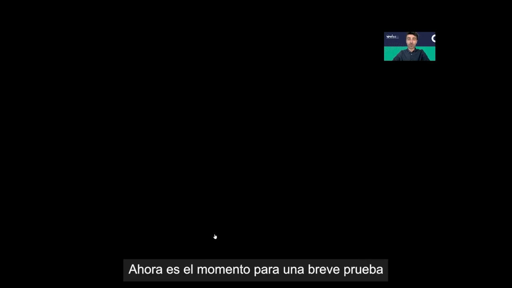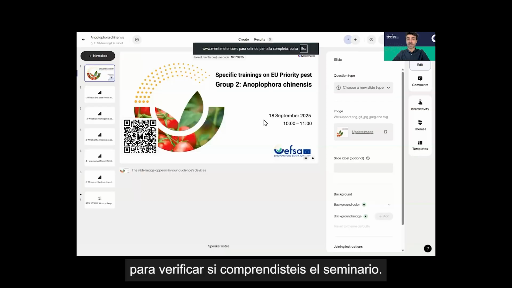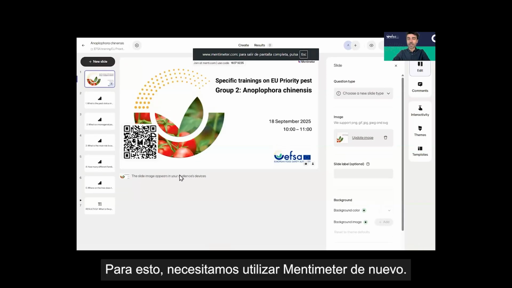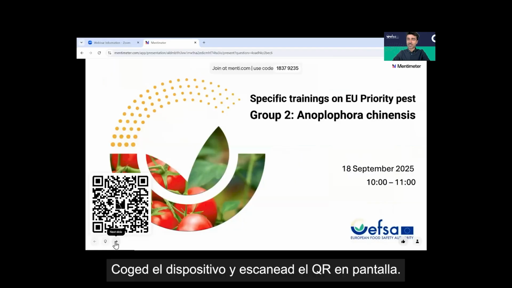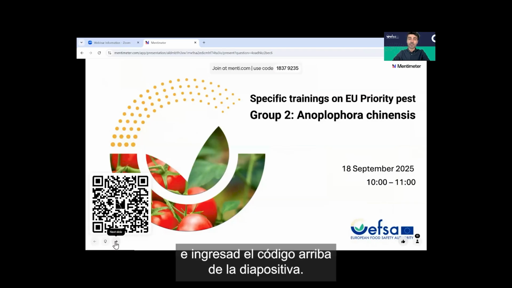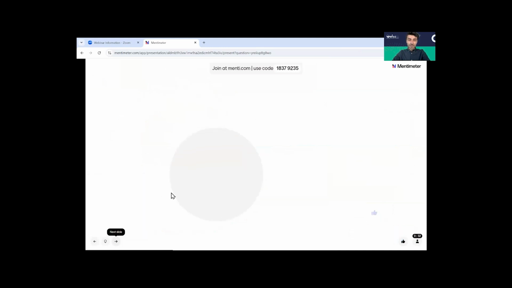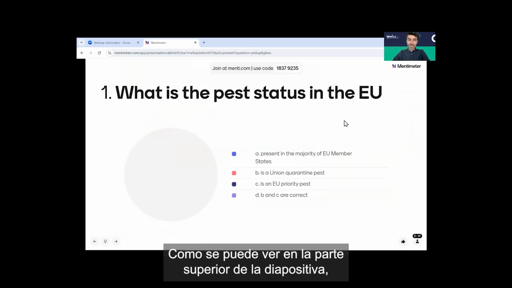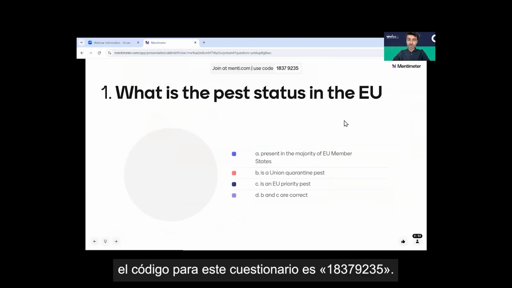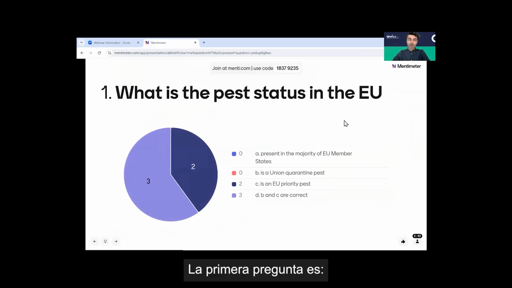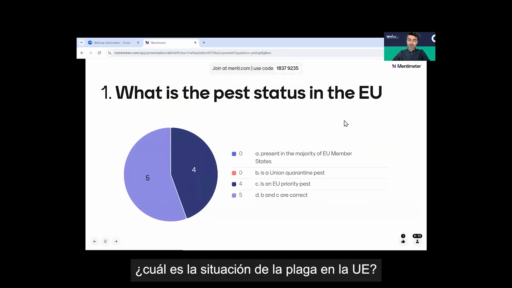Now is the time to do a small quiz to test yourself and see if you've understood the webinar. For this, we need to use Mentimeter again. Please take your device and scan the QR code that you can see on the screen, or type www.menti.com in your browser and enter the code that you can see at the top of the slide. As you can see, the code for this quiz is 18379235. The first question is: what is the pest status in the EU?